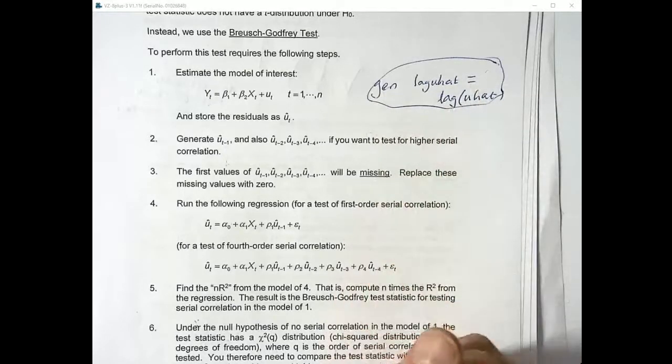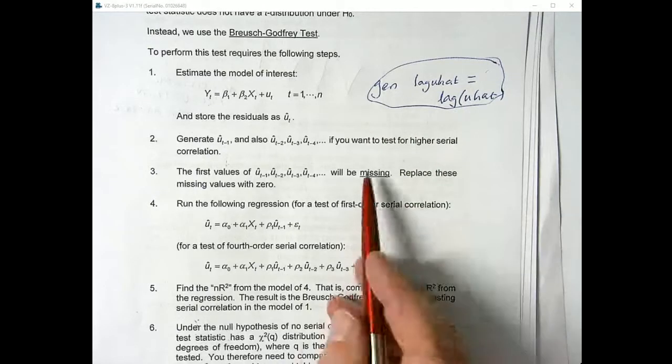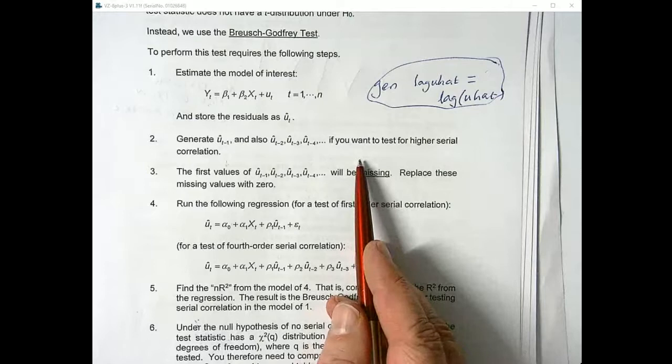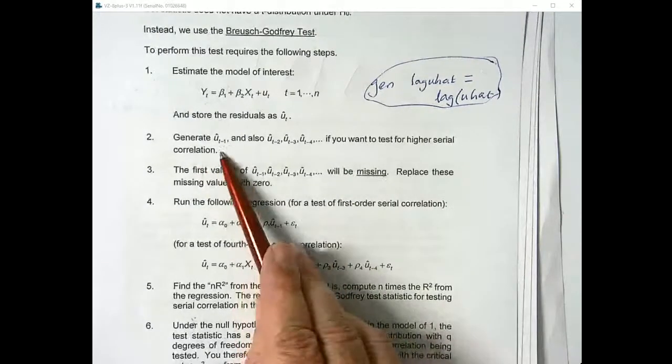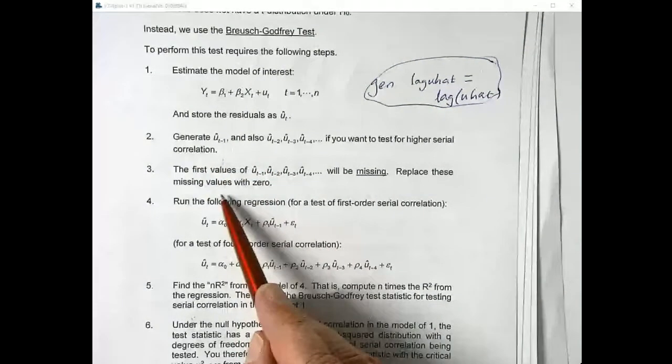We'll be doing this in seminars this week. So the seminar on Friday of this week, we will be doing this. Generate the lags of the residuals.